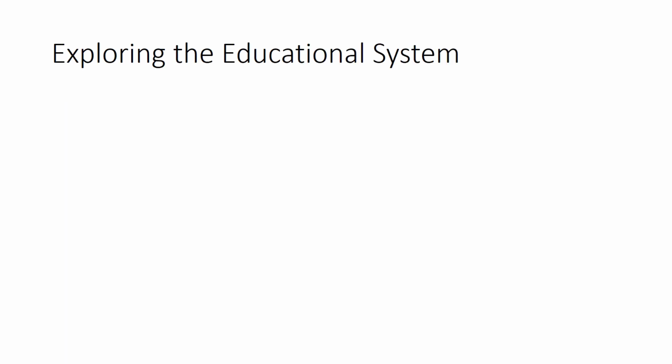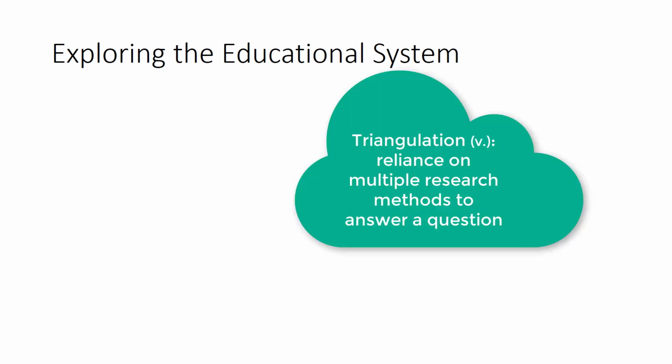We're going to explore these 5 methods that I mentioned a moment ago by thinking about how we might use them to study the educational system. As I mentioned, all approaches have particular strengths and weaknesses. Not all methods are suited to all questions, and often the strongest answers come from relying on more than one method to answer the question. This reliance on more than one method, by the way, is called triangulation.